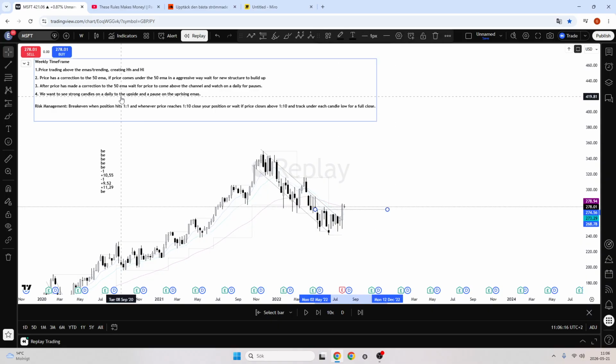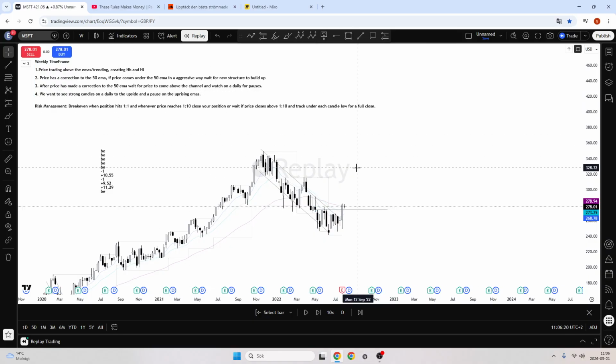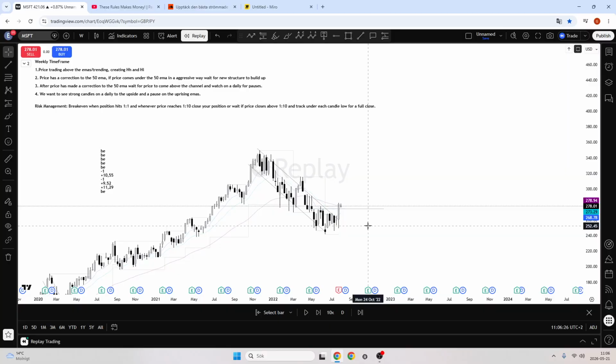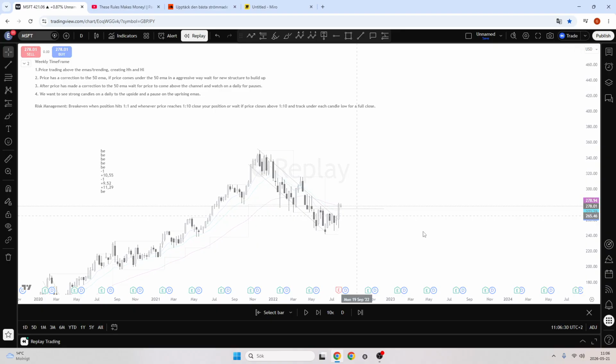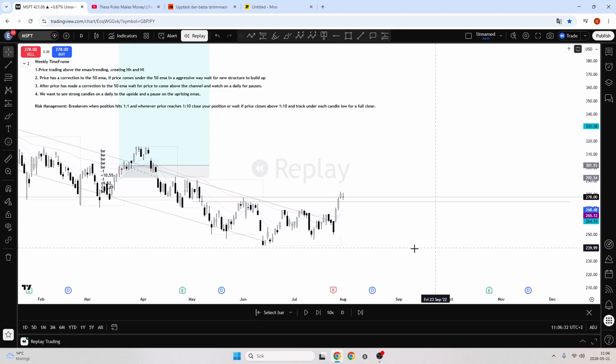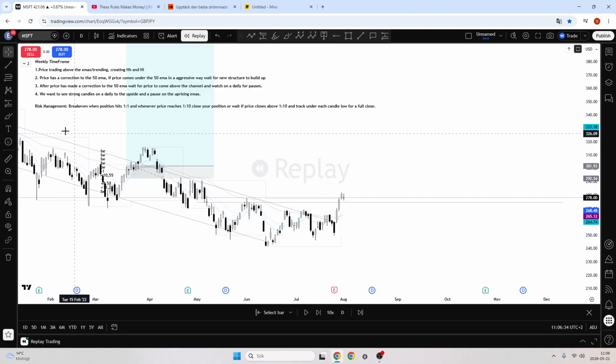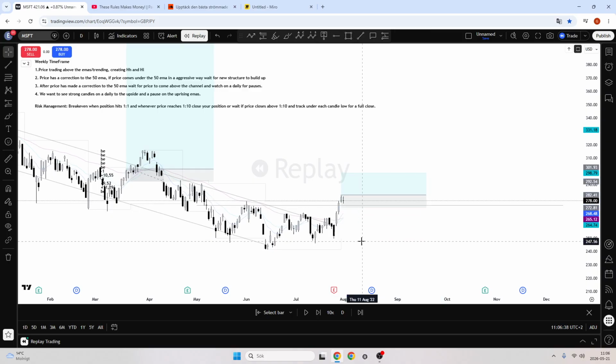our rule says actually that if price comes under the 50 MA in an aggressive way, wait for new structure to build up. And this is not in an aggressive way. This is just weak selling, which means for me, strong buying. So now we are above the MAs right here. So we will actually wait for a pause, as you guys can see right there. And we have strong buying here. So this is perfectly fine for me to buy stop.